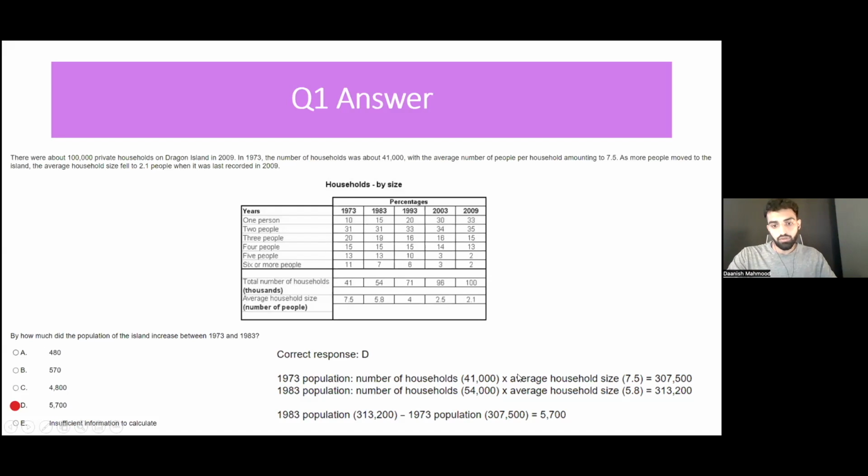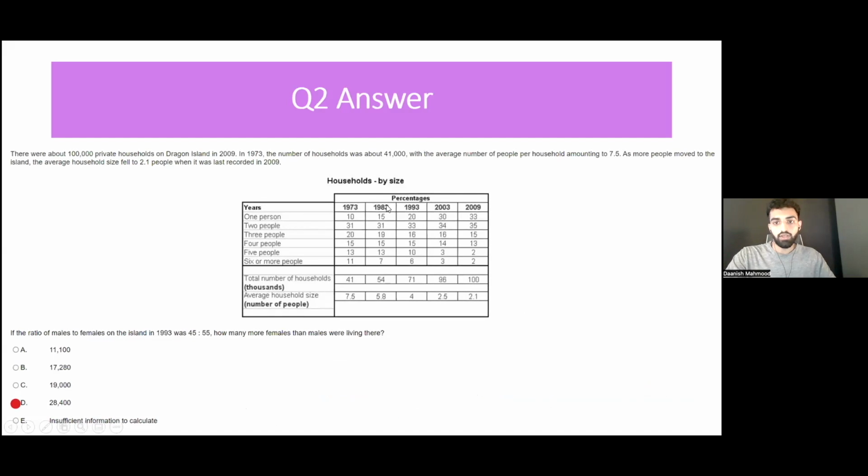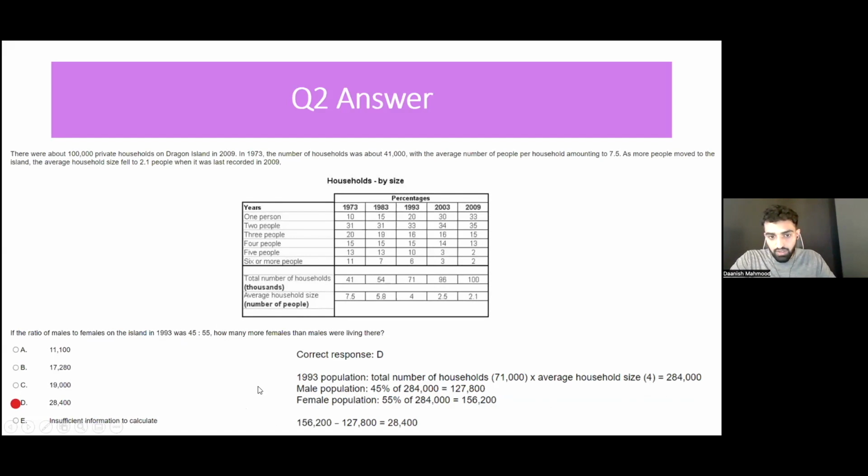Question two. Oh, sorry, this is the working out for that question. So I've just spoken through this. So that's 1973, 41,000 households, average 7.5, and that's your final calculation. This was question two. So the correct answer for this one was D. So this is a ratio question. There's actually a trick to answer this one. The answer they've given is quite a long-winded way of working this out. I'll show you a shortcut basically.